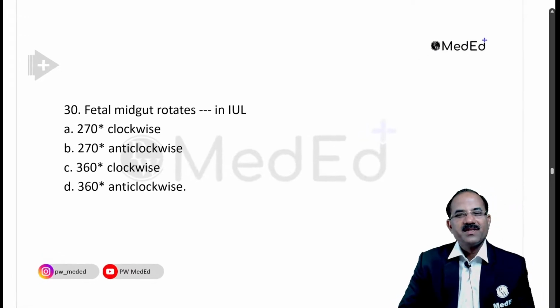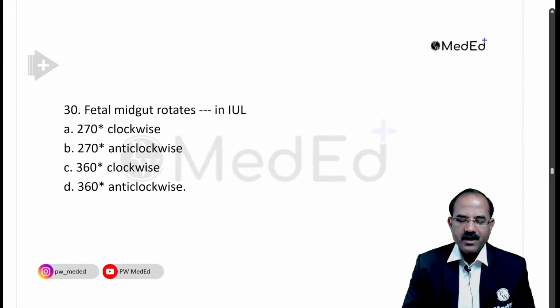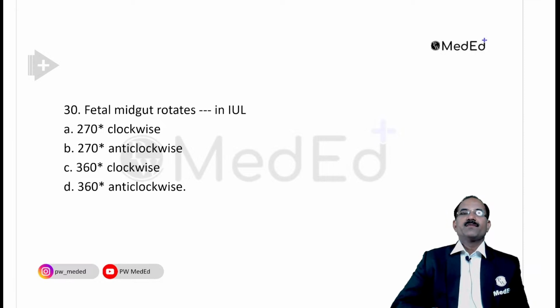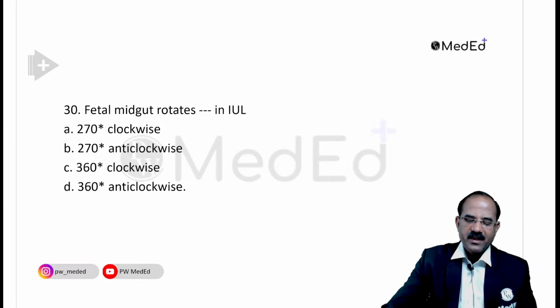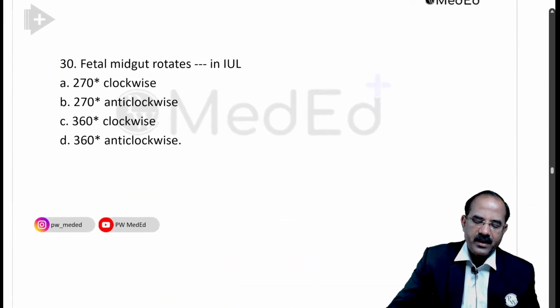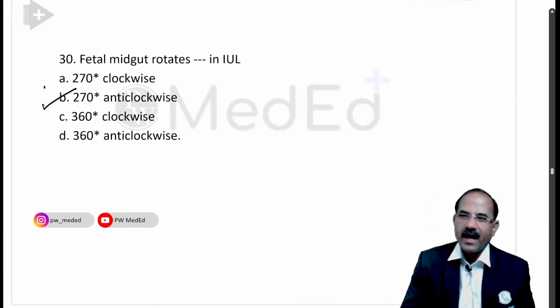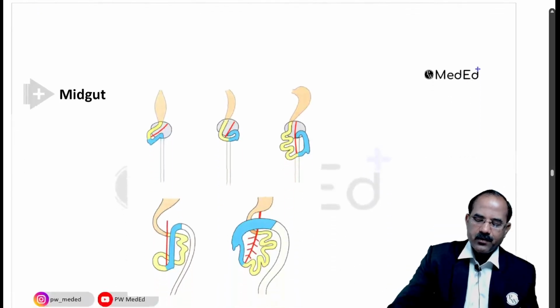Answer this. Come on, students, answer this. Fetal midgut rotates dash degrees in the intrauterine life. How much is that? Anyone? How many degrees does the fetal midgut rotate? 270 degrees. It's 270 degrees anti-clockwise. Just have a look. I'll explain this for you.